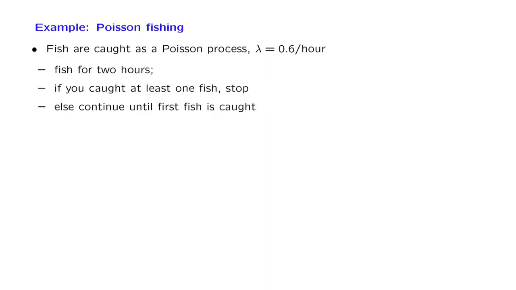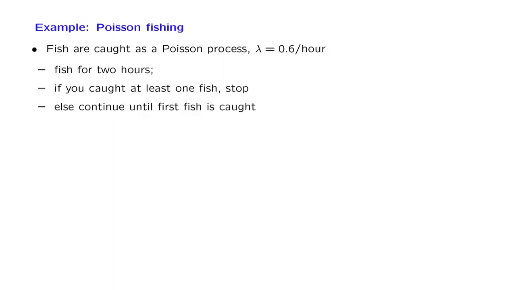In this segment, we go through an example to get some practice with Poisson process calculations. The example is as follows. You go fishing and fish are caught according to a Poisson process with an arrival rate, that is the rate at which fish are caught, of 0.6 fish per hour.